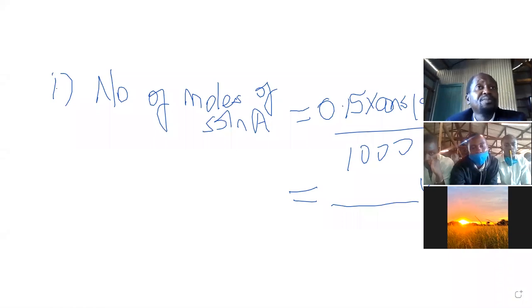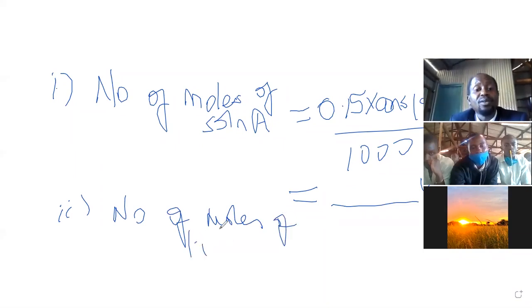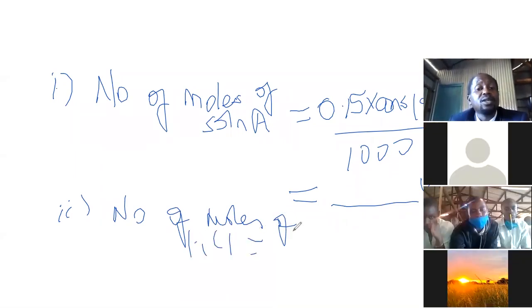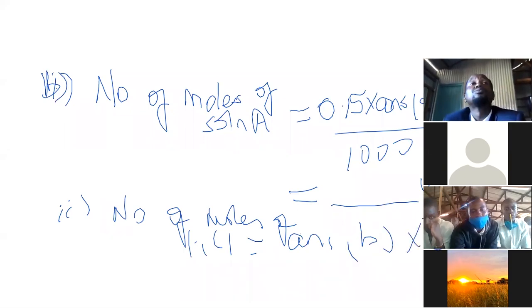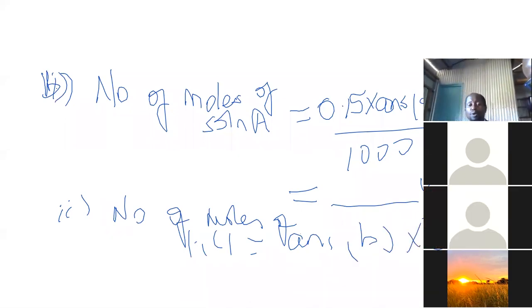The next question could be calculate the number of moles of hydrochloric acid that were used. Again, the exam council gives the directive mark as follows: number of moles of HCl equals the answer in B. Maybe this is now part B. Let me label this part B. Answer in B times 2, because the mole ratio probably is 1:2.